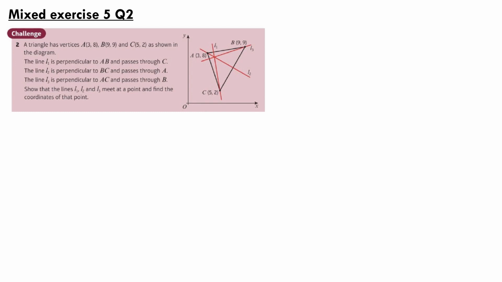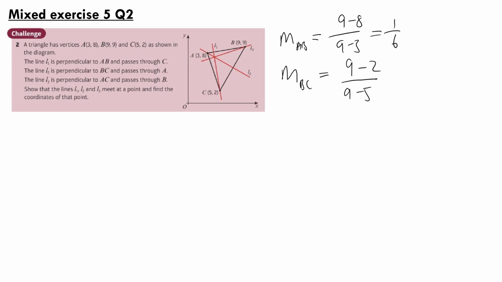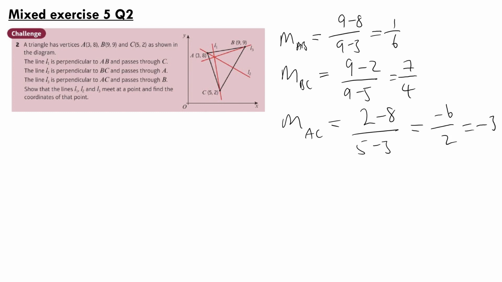Okay, so first of all, we can find the gradients of the line segments AB, BC, and AC. The gradient of AB is 9 minus 8 over 9 minus 3, which is 1 over 6. The gradient of BC is 9 minus 2 over 9 minus 5, which is 7 over 4. And finally, the gradient of AC is 2 minus 8 over 5 minus 3, which is equal to minus 6 over 2, or minus 3.